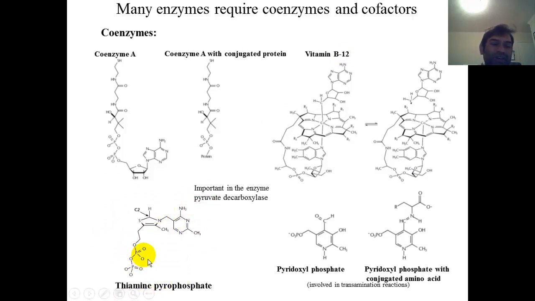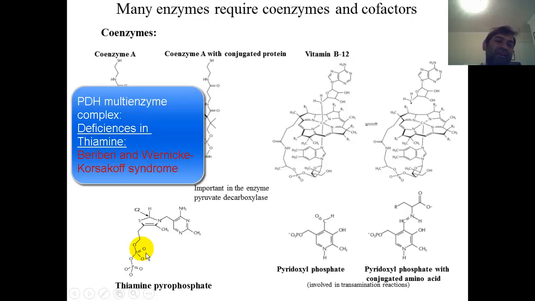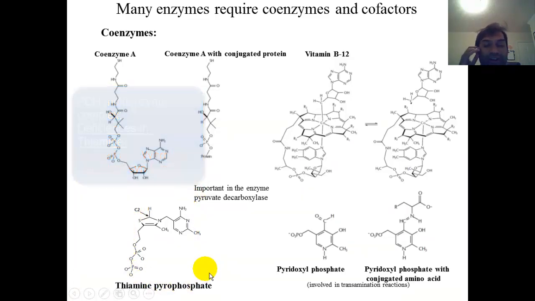This is very important. Thiamine is in the pyruvate dehydrogenase multi-enzyme complex, something that we will study later on in the course. Deficiencies in thiamine cause beriberi. It's a disease prominent in third world developing countries. Also in adults, people who are alcoholic and do not have adequate thiamine, they also suffer from a disease. It's called Wernicke-Korsakoff syndrome. Pyridoxal phosphate, this is a vitamin B6 derivative.